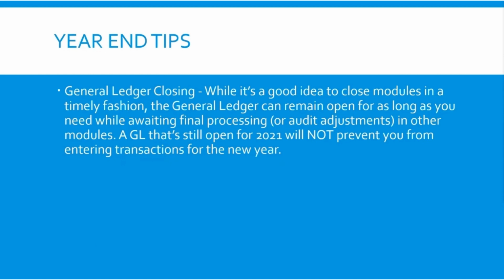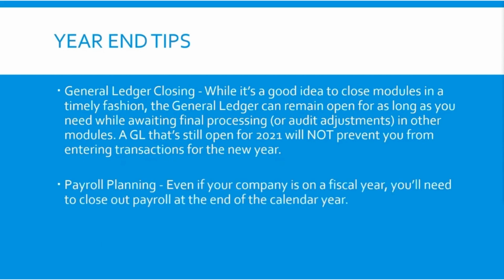The other bullet point here is payroll. If you're using payroll, you're always on a calendar year for payroll. Even if your company's on a fiscal year, the payroll module is set up so that you're always on a calendar year. And like we said earlier, you're running quarter ends within the payroll module rather than the monthly period ends within the subsidiary modules.